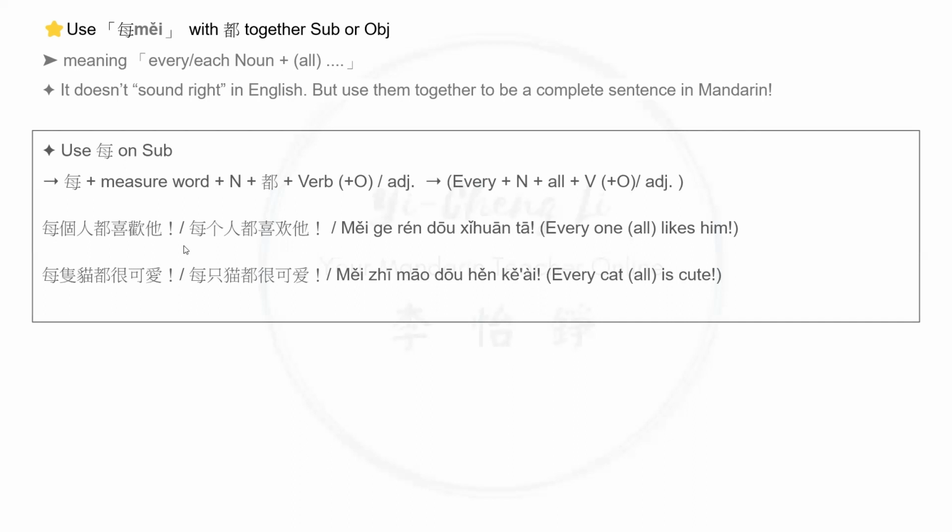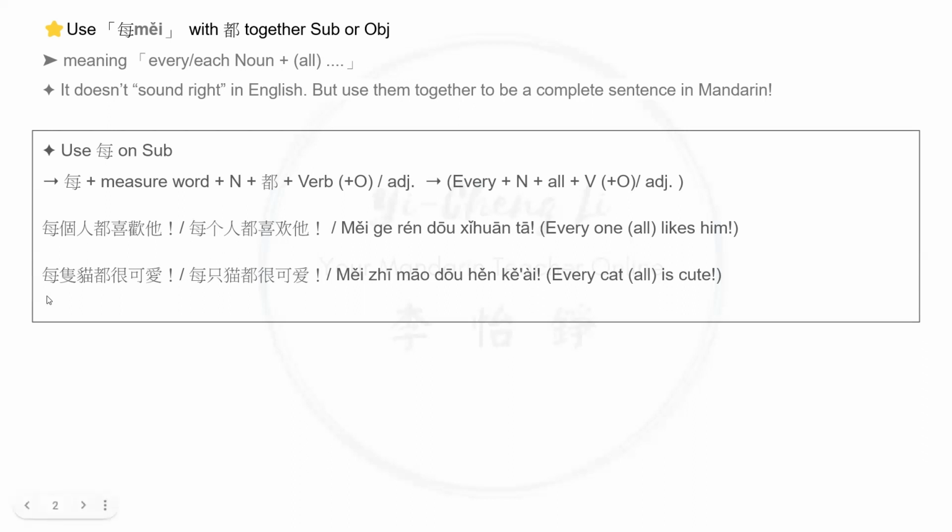First one, 每个人都喜欢他。Every person. Person, the measure word is 个. So every person. And then our dōu emphasizes all of every single person, like him.